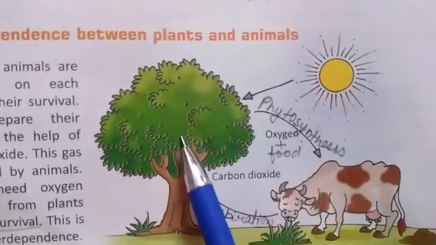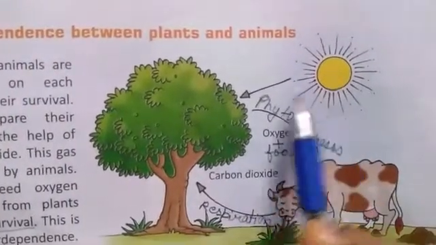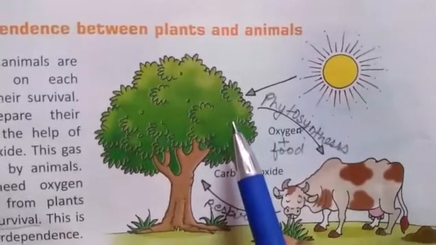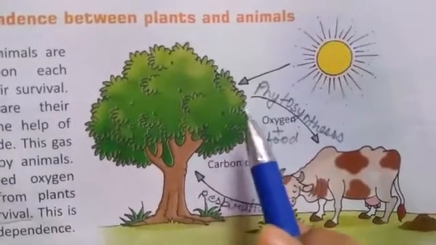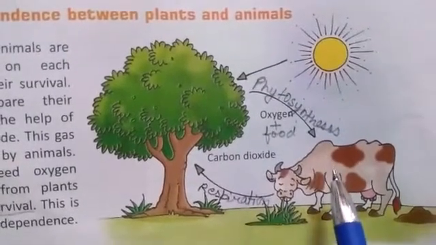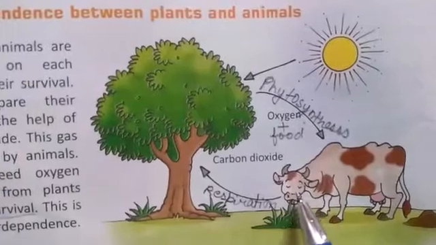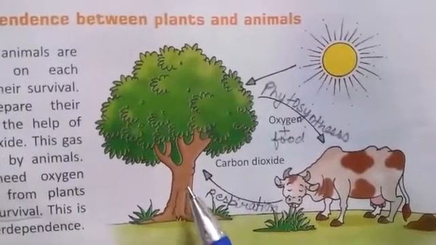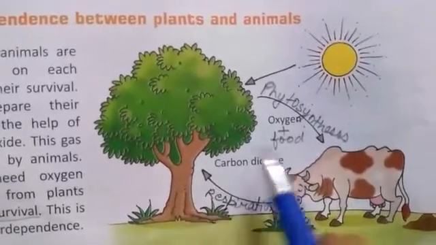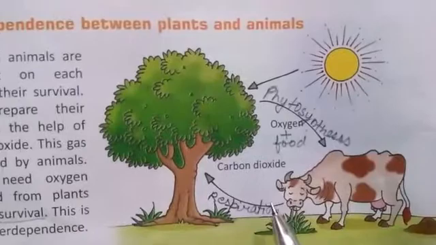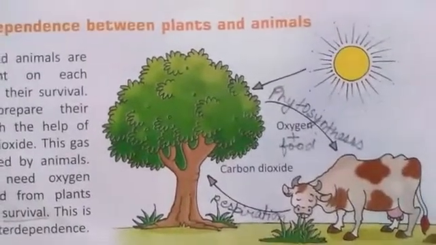Now let us look at this picture carefully. Here we have the tree, and the sun which is giving the sunlight. After receiving the sunlight, through the process of photosynthesis, the plants are producing food and releasing oxygen. Both these are consumed by animals, and while respiring, animals are releasing carbon dioxide which is utilized by plants.